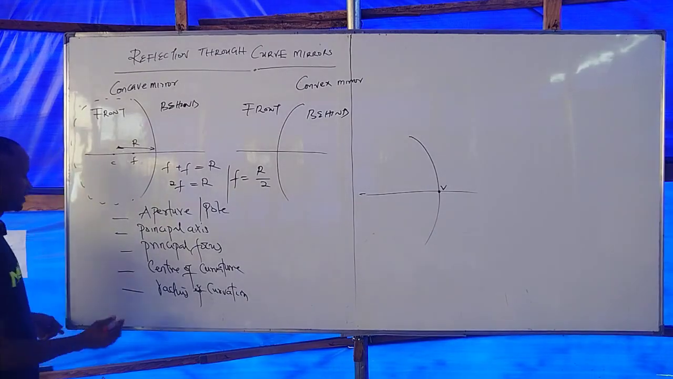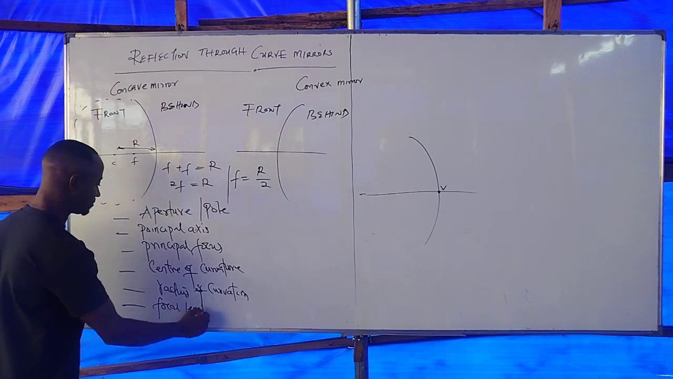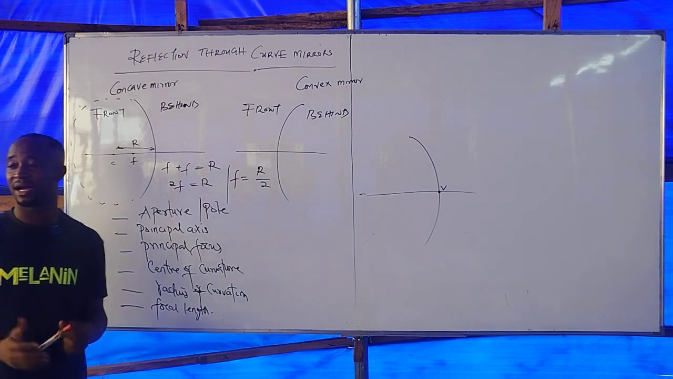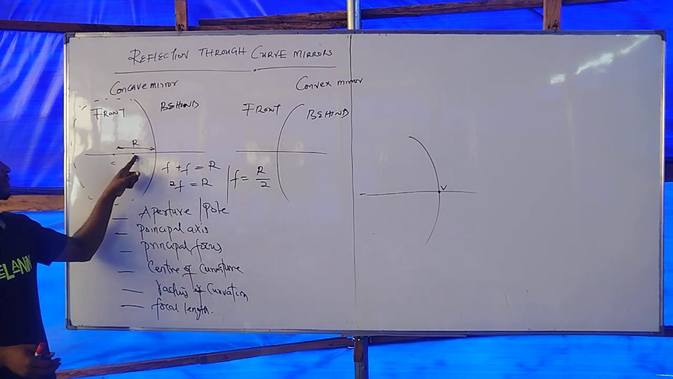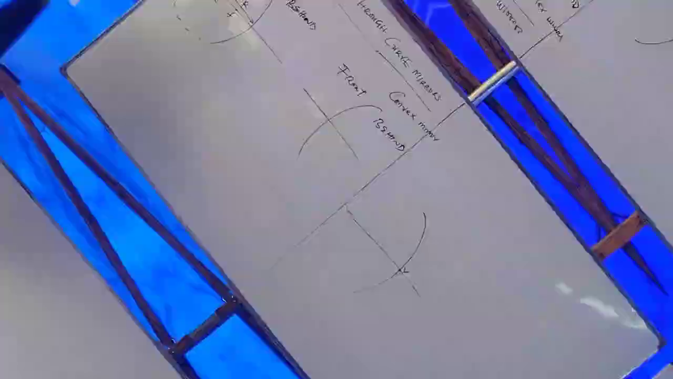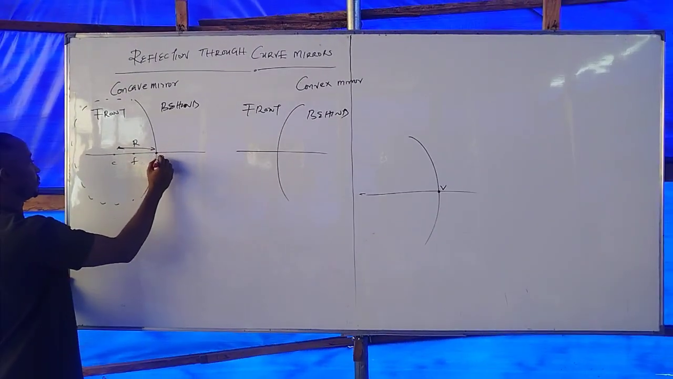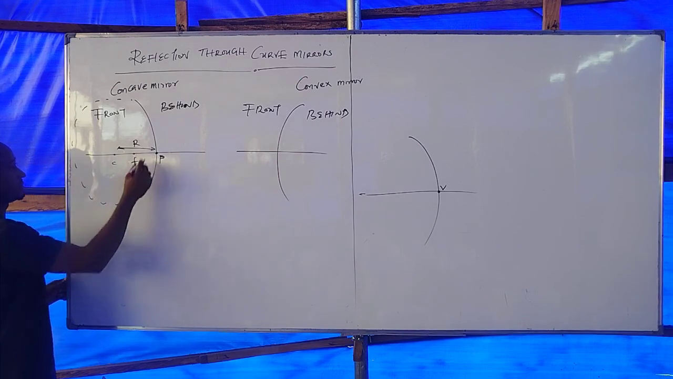Alright. There's another thing again which is called the focal length. The focal length is simply defined as the distance between the focus and the mirror itself. So I think the actual word for here is called the pole. This is the pole. This is the aperture. Okay, so that's just that.